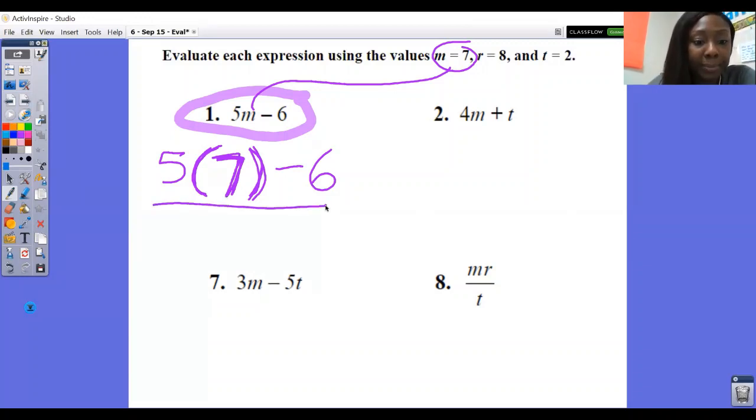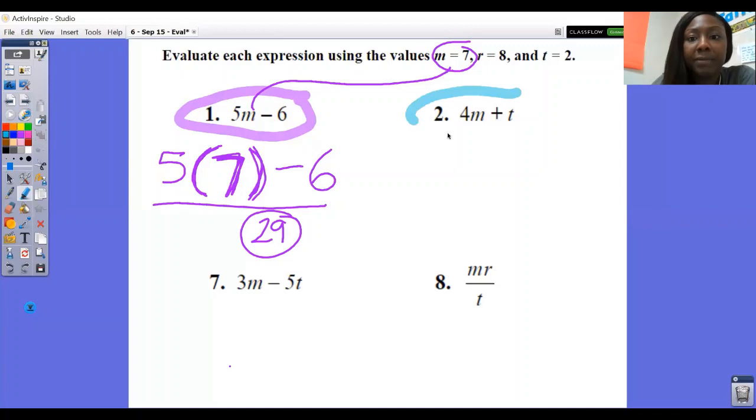So on the regular evaluate calculation screen of the calculator, I'm going to put 5 parentheses 7, close the parentheses, subtract 6. Then press enter, and it will give me my answer, which is 29. Sorry, I'll put that back on there. Yes, it gives me 29. 5 times 7 is 35, minus 6 is 29. Let's move on to the next one. I'll do that one in a different color here.